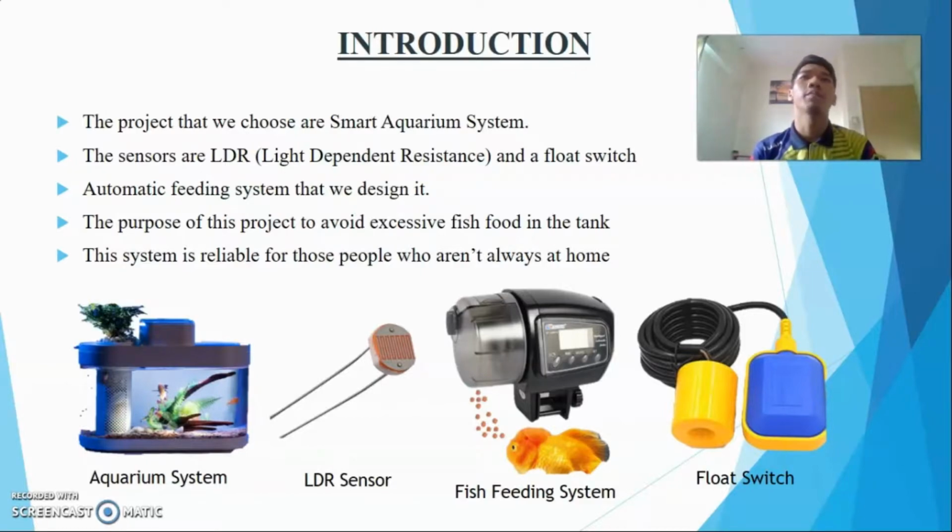So let us focus on the purpose of this project. It aims to avoid excessive fish food in the aquarium tank that can cause water pollution. Uneaten fish food releases toxic ammonia and nitrite as it decomposes. This is dangerous for a newer aquarium where the nitrifying bacteria that get rid of these toxins have not had a chance to fully develop. High ammonia and nitrite can kill the fish. This system is reliable for those who are not always at home.